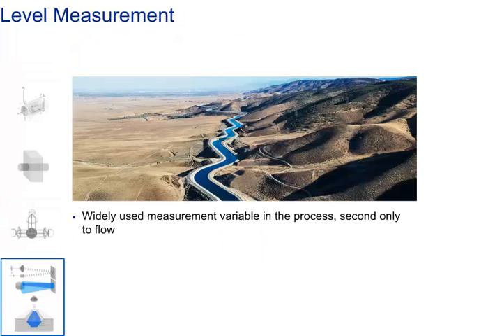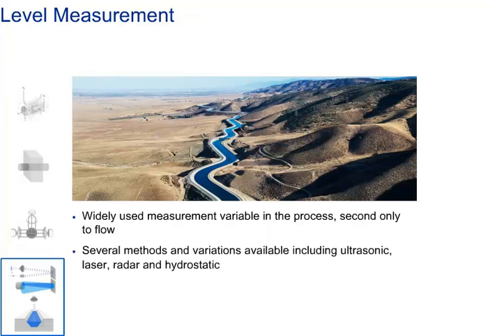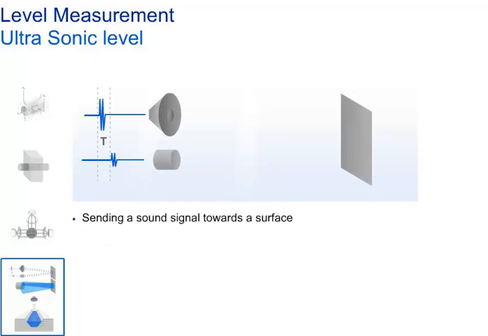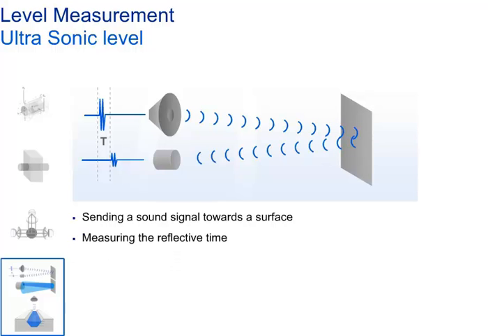Level measurement including ultrasonic, laser, and hydrostatic. These different methods are explained in the following 3 slides. Ultrasonic level measurement is the most common level measurement in the water segment. A very simple method of sending a sound signal towards a surface and then measuring the reflective time is the method behind ultrasonic level measurement. As depicted above, a transmitter sends an ultrasonic pulse down and an echo is listened to by a simple microphone. This method is also used for measuring water flows.